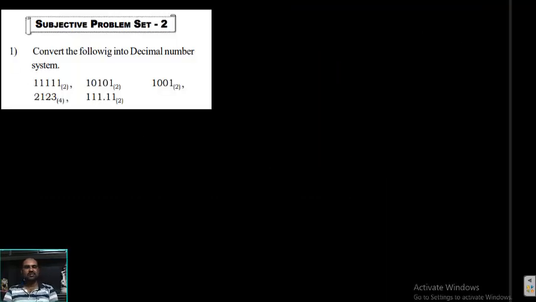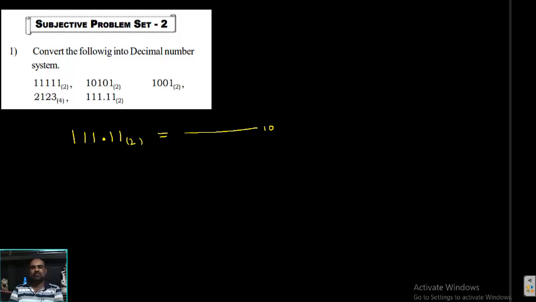Okay, students, the next is the subjective problem set. Here some problems are given, so you want to find their solutions. Convert the following into decimal number system, means just we want to convert into base 10. I think all these problems are easy. I just want to explain the last one. I will write neatly: 111.11 base 2 equal to a number in base 10.